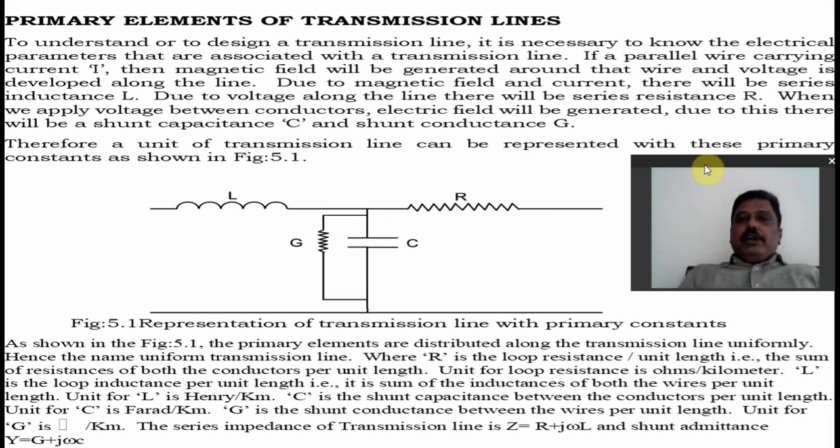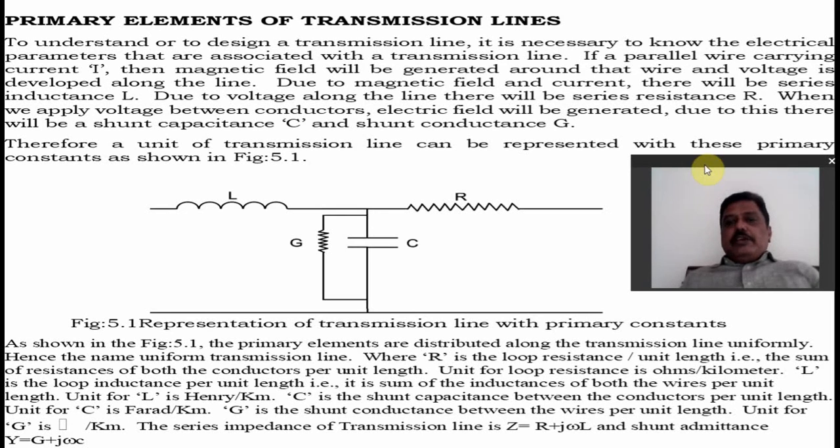Due to magnetic field and current, there will be series inductance L. Due to voltage along the line, there will be a series resistance R. When we apply voltage between conductors, an electric field will be generated. Due to this, there will be a shunt capacitance C and shunt conductance G. Therefore, a unit of transmission line can be represented with these primary constants as shown.